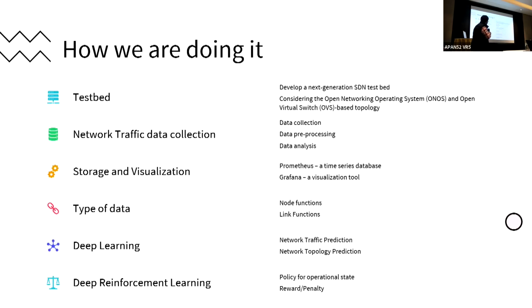After that, we will apply some deep learning methods for network traffic prediction and network topology prediction, and from that deep learning prediction, we use that prediction to apply the deep reinforcement learning for making policy for the operational state. The deep reinforcement learning is based on reward and penalty. If the policy goes well, then the agent of the deep reinforcement learning will get a reward. If it doesn't go well, then it will get some penalty.